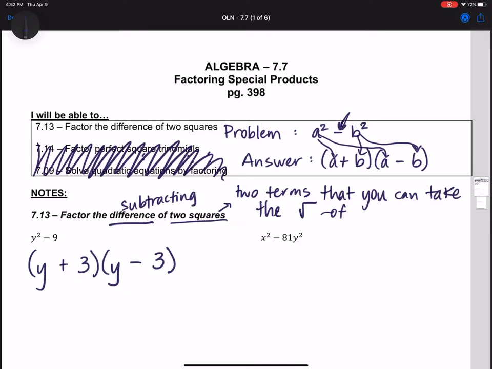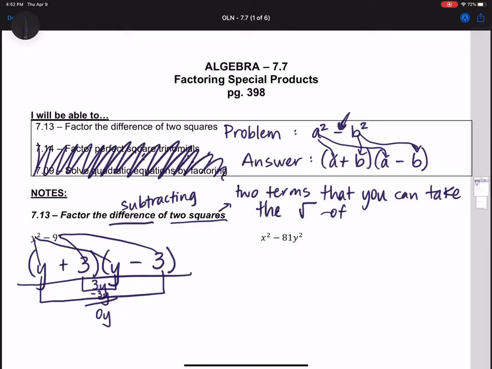Why does it actually work out? Because this is 3y. This is negative 3y. And what do those do to each other? They make a 0. These guys make a y squared. These guys make the negative 9. And you're all set. So here is your answer right there.